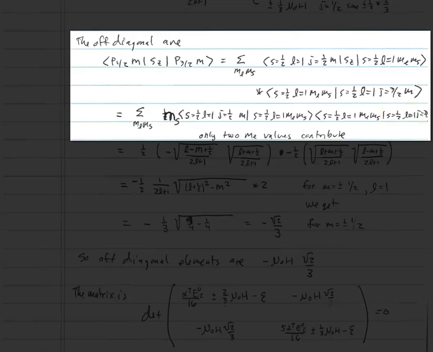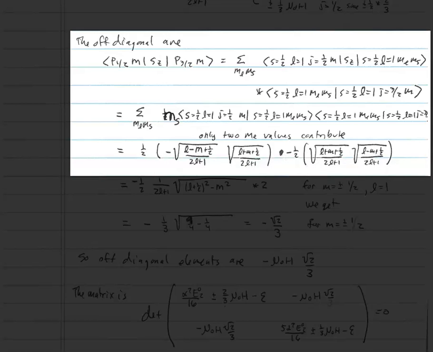Now, when we go through this, we're going to find only 2 ml values contribute. That's always the case when I'm adding a spin 1/2 to something. There's only 2 ml values that contribute. We have to go back to our table and find what each of these coefficients are. And there are 2 different coefficients that we're multiplying together. We have to be careful about signs as well.